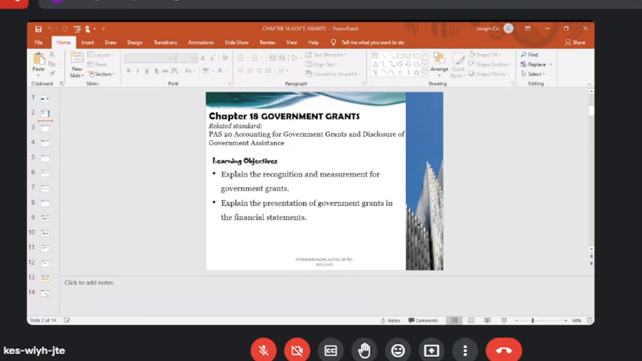Nawala po dun sa number 7 sa borrowing ko. Number 7. Opo, nandun pa lang po kanina nung nawala.